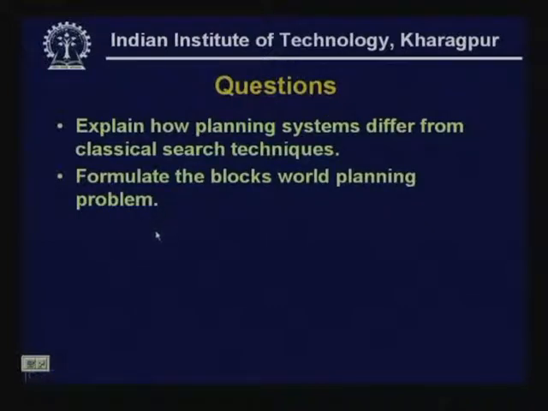Question number 2. Formulate the Blocks world planning problem. So take a particular description of an initial state of a Blocks world problem, take a description of the goal state, and represent the initial state, represent the goal state, and list out the possible actions in the Blocks world. For each action, give the precondition list and the effect list, and then you can take an example problem and draw the search space corresponding to this problem.